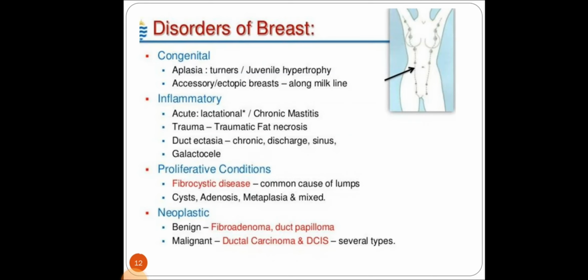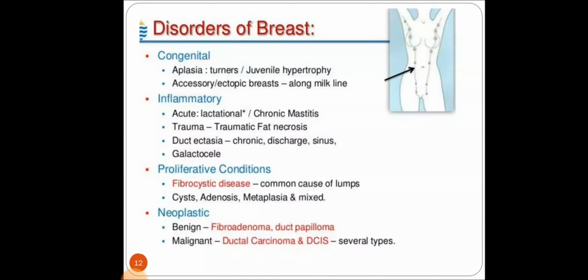Then another condition is asymmetric breast. Usually, the breasts develop at the same pace, but occasionally one breast will be developing rapidly, or one breast will be developing slowly in comparison to the other. So such asymmetry can occur between the two breasts. That is another congenital anomaly that can occur.